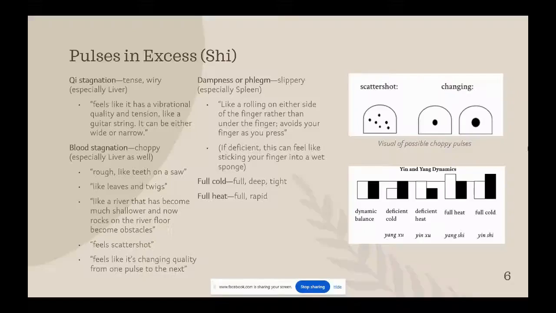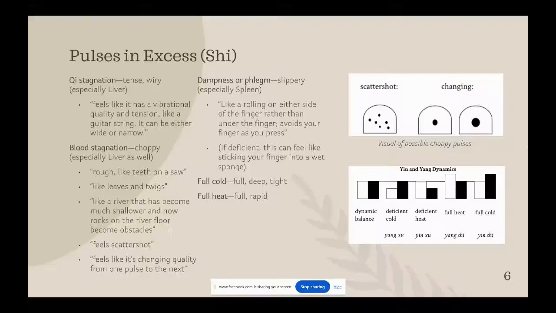And this is described as a rolling on either side of the finger rather than under your finger. It kind of avoids your finger as you press, so it might also be called the yielding. And it may also feel like you're sticking your finger into a wet sponge. And in that case, it would be a deficient and damp condition, so likely a chi deficiency and a dampness, which tend to go hand in hand.